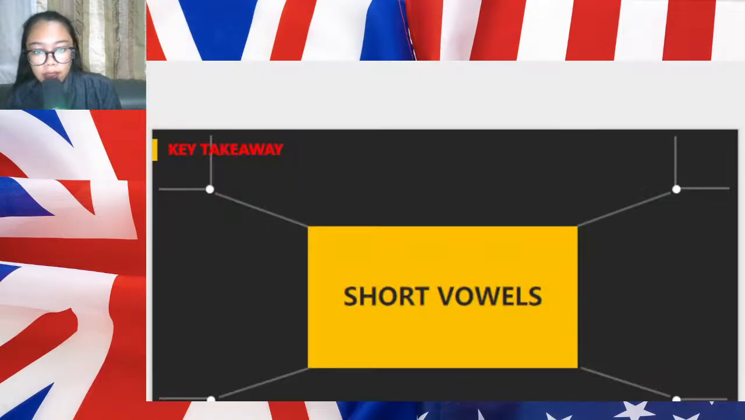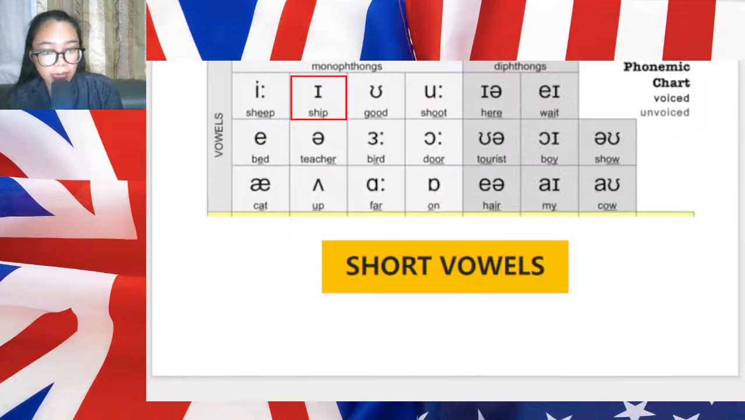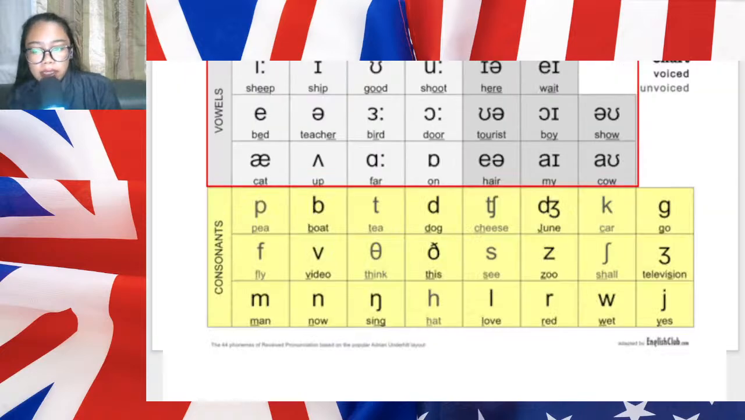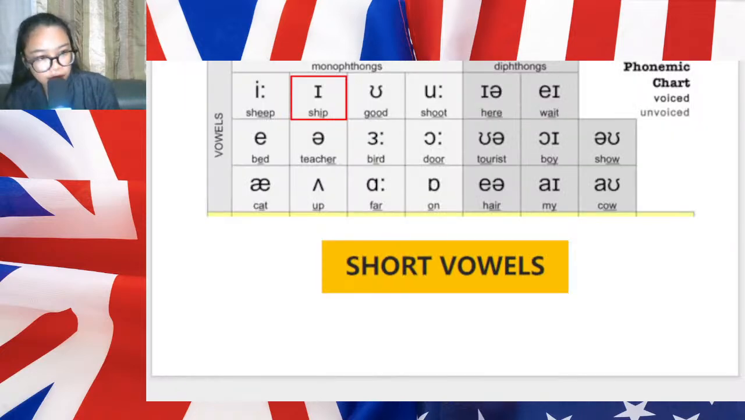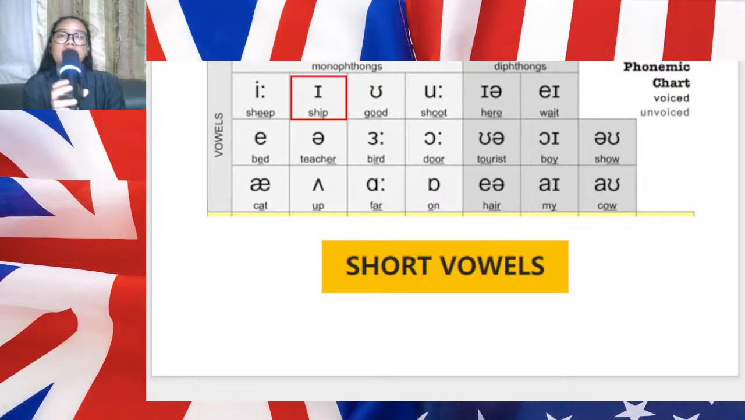Let's move on. All right, what you see on the screen now is our English phonemic chart again. But this time, there's a clear red box highlighting the specific group of sounds we're going to dive into first, which is short vowels. Now, I did not highlight every short vowel in this slide. I started immediately with the first short vowel that we can see.